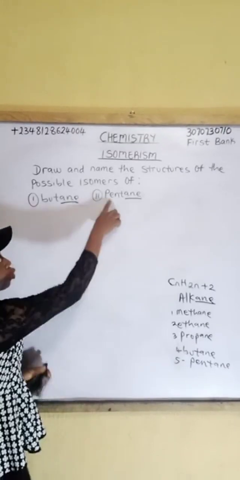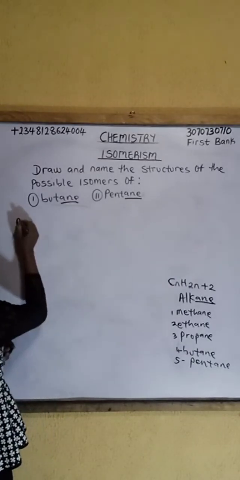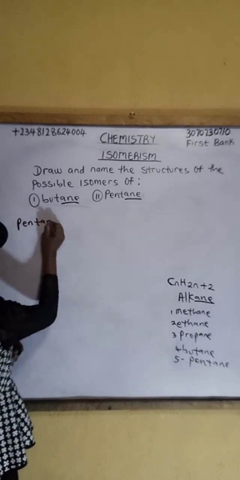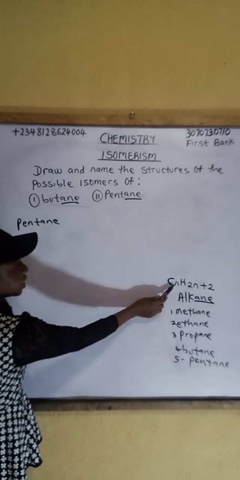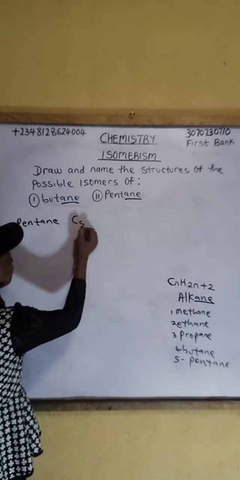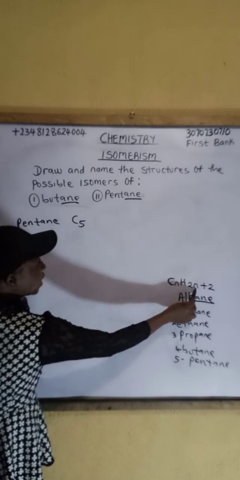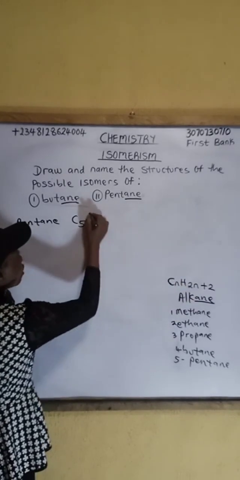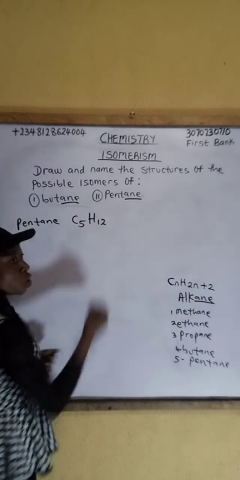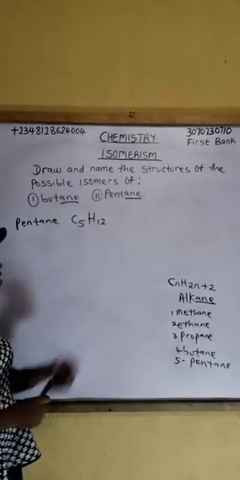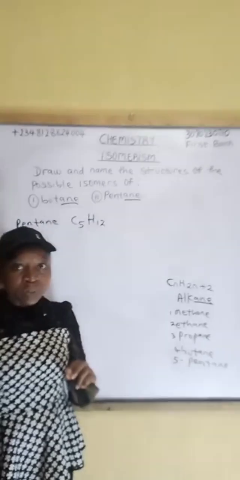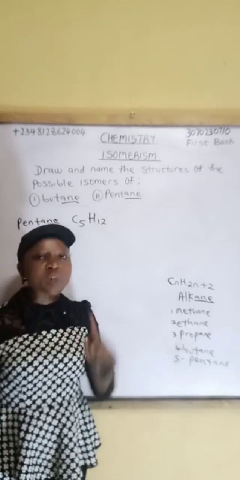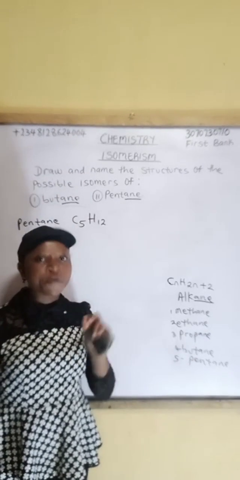Now let's derive the molecular formula for pentane. Our n will be 5. C times 5 will give us C5. 2 times 5 is 10. 10 plus 2 will give us 12. H12. So the molecular formula for pentane is C5H12. That is the first thing. The same molecular formula but different structural formulae.